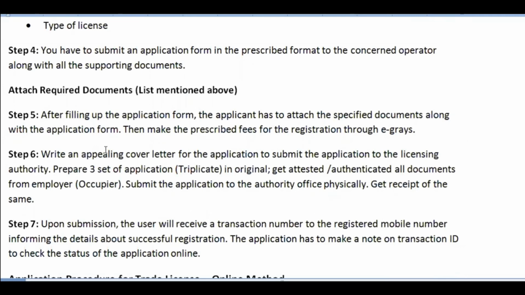After filling in the application form, you need to submit it to the office of registration through eGRAS as well as the challan. You need to get a challan for that. Step number 6: write an appealing cover letter for the application to submit to the licensing authority. Prepare the set of applications in triplicate in original format. Get it attested by your occupier who is in ultimate control of the business. And then finally submit the application to the authority office physically and get a receipt of the same.